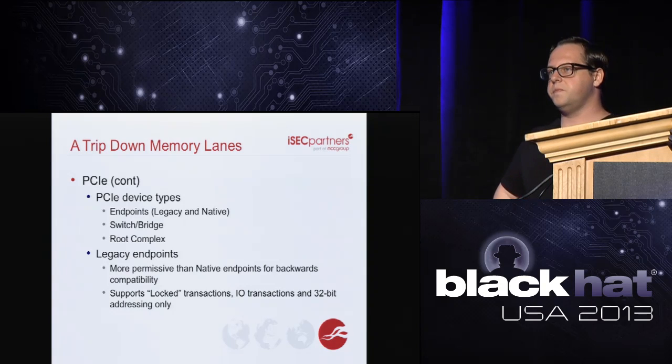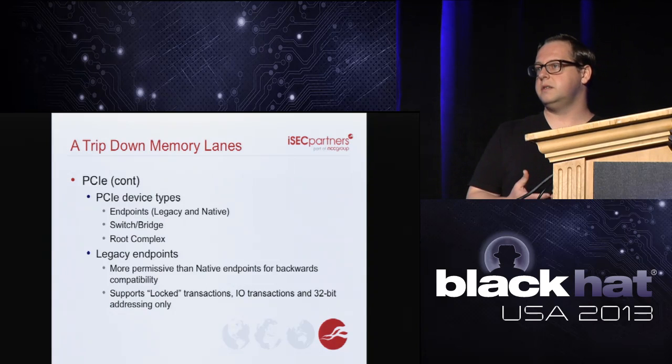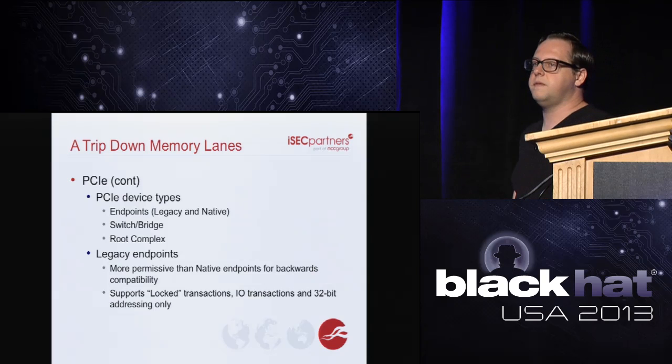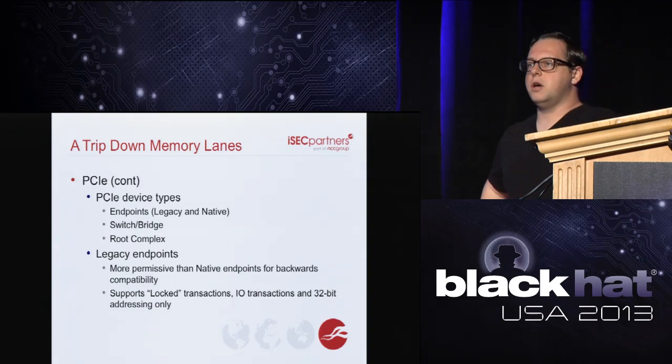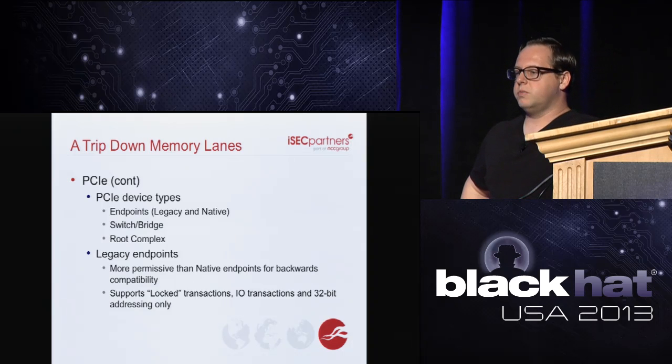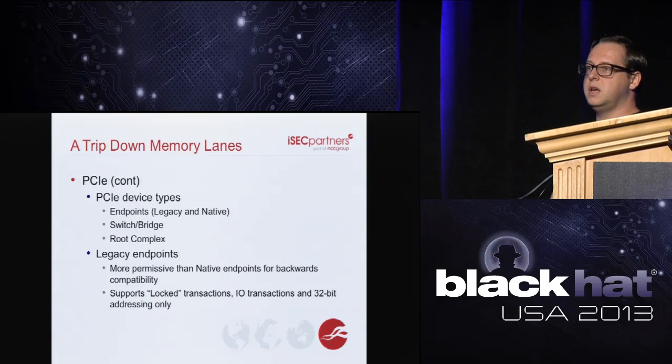So endpoints are basically your devices. You have a legacy endpoint and a native endpoint. Native endpoints are what's coming out nowadays, 64-bit addressing. There's a little bit of permissions that are locked down to which memory locations you can and can't access. Legacy devices, on the other hand, allow you to actually do I/O reads and writes, as well as memory reads and writes. You can also do what are called locked transactions, which means you can lock the bus while you're using it and no other devices can use the bus. Back in the PCI days, that was important for bus arbitration.